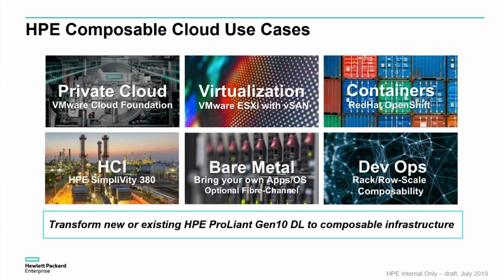So you can bring your apps, your OS, you can bring Fibre Channel storage, and if you want to do this through the OneView API or user interface, you can do that, or you can do DevOps with our ecosystem partners through our full API. So this is about transforming new or existing Gen 10 servers to composable infrastructure.